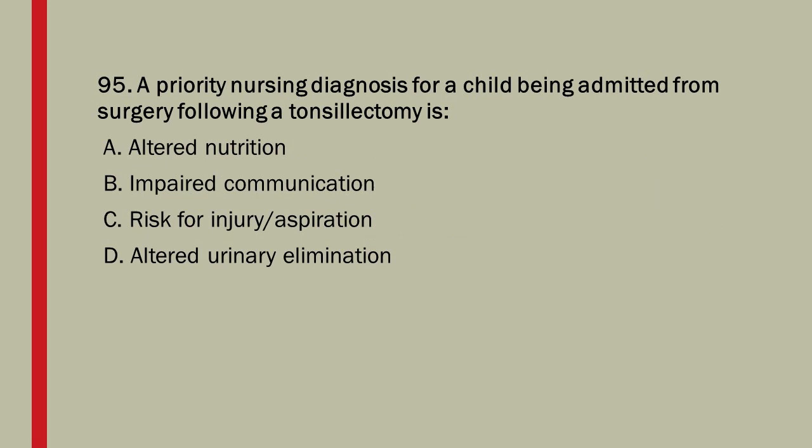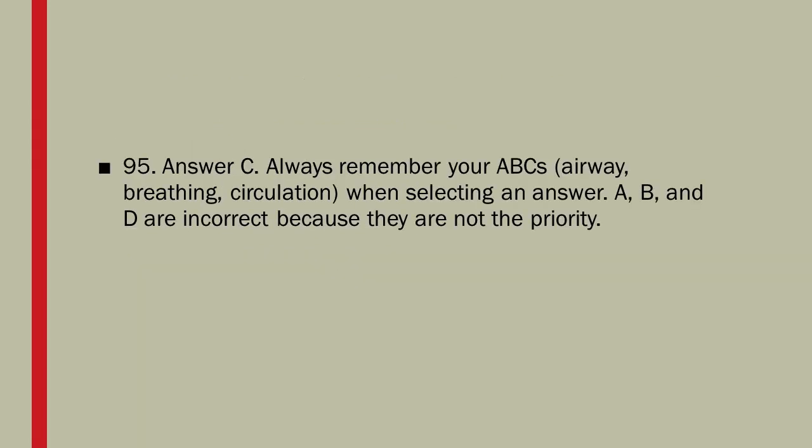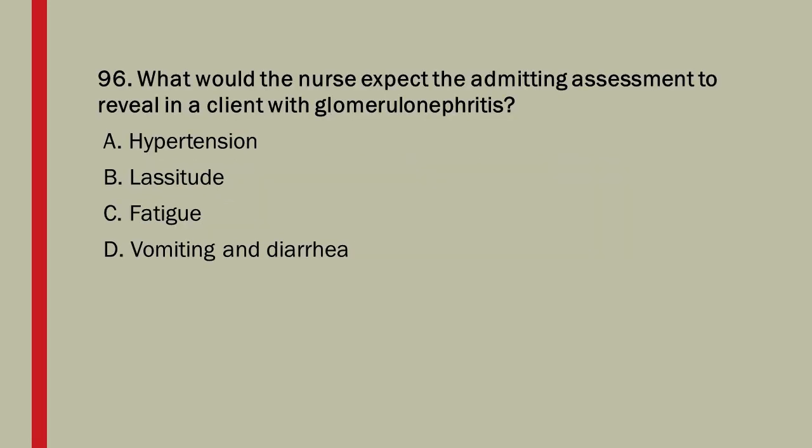95. A priority nursing diagnosis for a child being admitted from surgery following a tonsillectomy is: A. Altered nutrition. B. Impaired communication. C. Risk for injury/aspiration. D. Altered urinary elimination. 95. Answer is C. Always remember your ABCs, airway, breathing, circulation, when selecting an answer. A, B, and D are incorrect because they are not the priority.